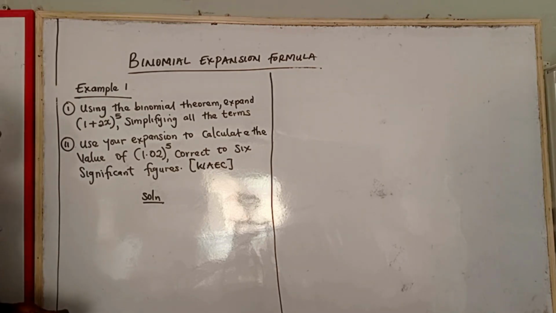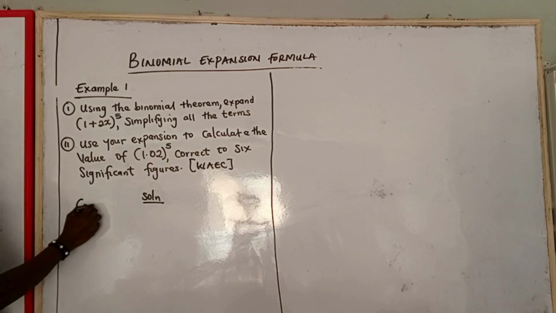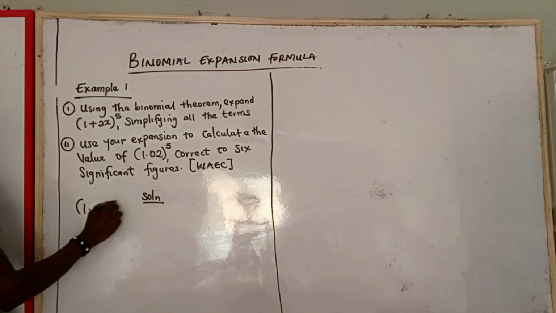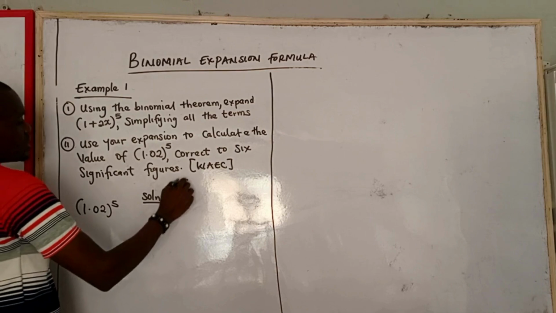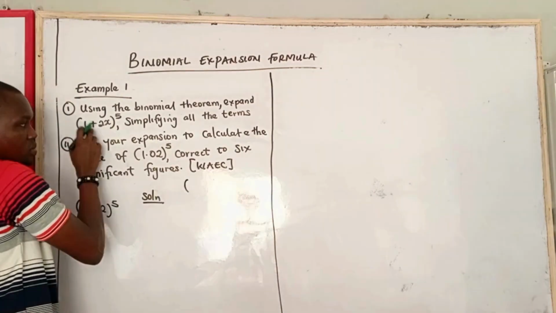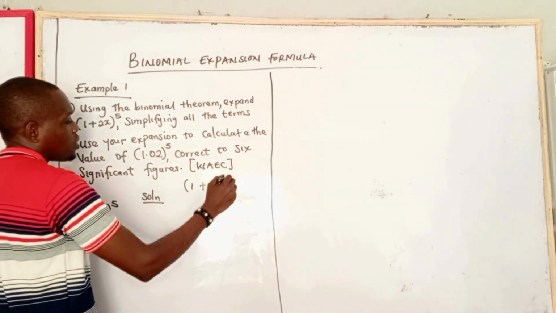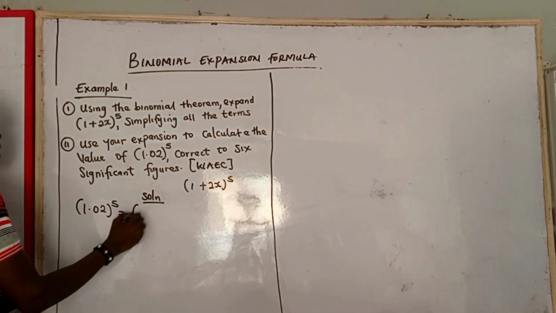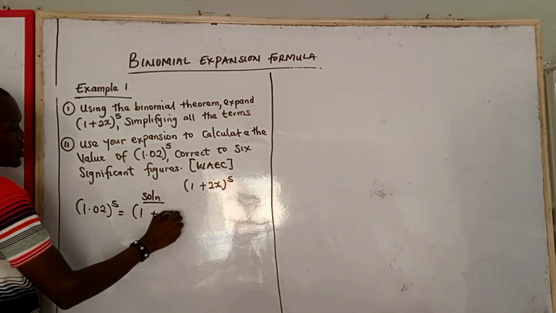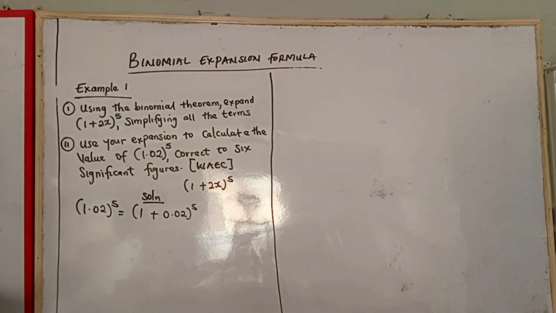Now, what does it mean? First of all, we have to bring out this 1.02 raised to the power of 5. It simply means that we have to put it in the form of 1 plus 2x raised to the power of 5. So if we put this number in that form, we should have 1 plus 0.02, then raised to the power of 5.